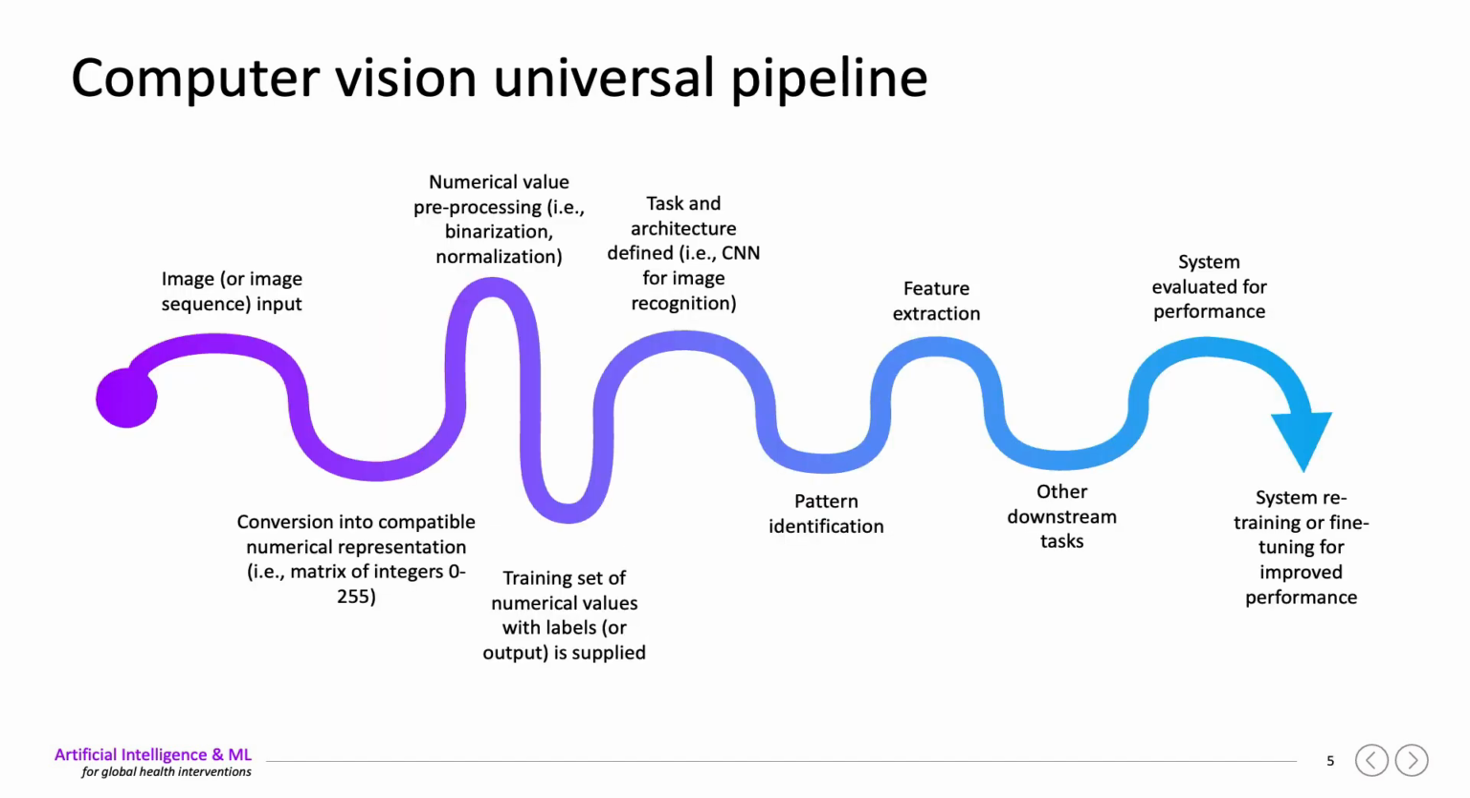Every computer vision system follows a familiar sequence. First, image acquisition or input, numerical encoding or conversion into a compatible representation, typically a matrix of integers with values ranging from 0 to 255 in grayscale, or as 3D vectors in RGB. After this, such a universal pipeline can include value preprocessing, such as normalization. Then, the data is split to perform model training. Once a model is trained, it can be used for pattern identification, feature extraction, or other downstream tasks, which are then used for evaluation and iterative system refinement.